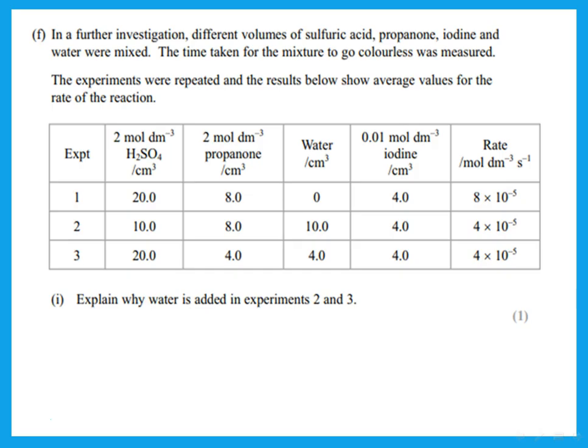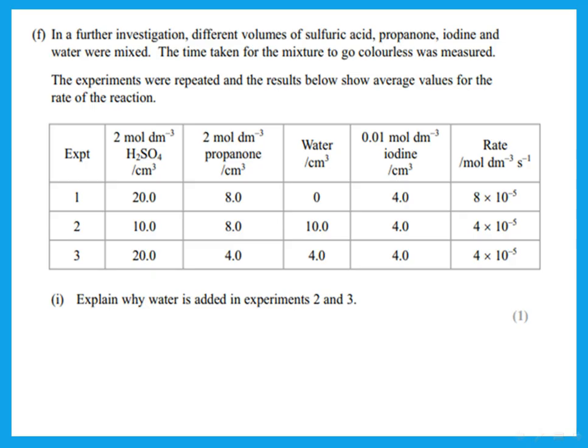In a further investigation, different volumes of sulfuric acid, propanone, iodine, and water were mixed. The time taken for the mixture to go colorless was measured. Of course, remember that when we're titrating with starch solution, at the beginning, the starch with the iodine form a dark blue-black color. And then at the end, when all the iodine is used up, the color disappears. So that is the end point for the titration. The experiments were repeated and the results below show average values for the rate of the reaction.